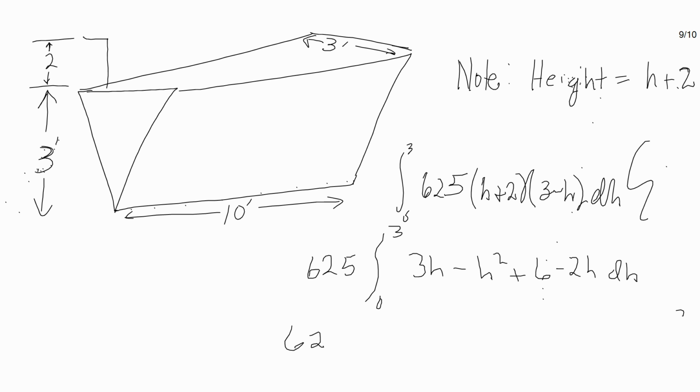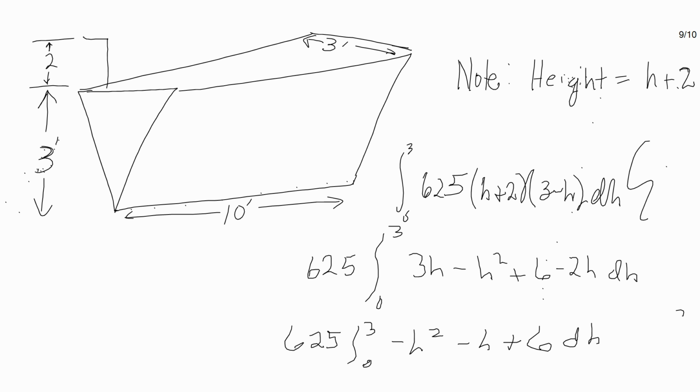625, 0 to 3, of 3h minus 2h is h. So I'm going to say negative h squared minus h plus 6 dh. Is that what y'all got? All right, now do your integration.